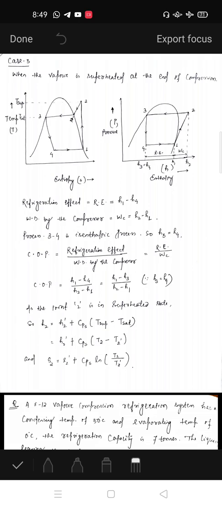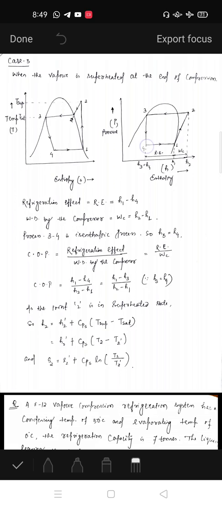Now 2 is a superheated state. Here the corresponding temperature is your superheated temperature. From 2 to 2 dash there is a temperature decrease, and it comes back to the saturation temperature at 2 dash. From 2 dash to 3 there is constant pressure heat rejection in the condenser, following to point number 3, and then 3 to 4 is your isenthalpic process, where the enthalpy remains constant.